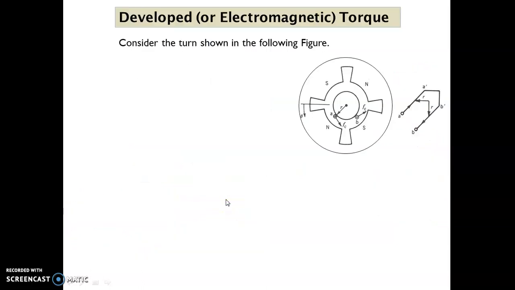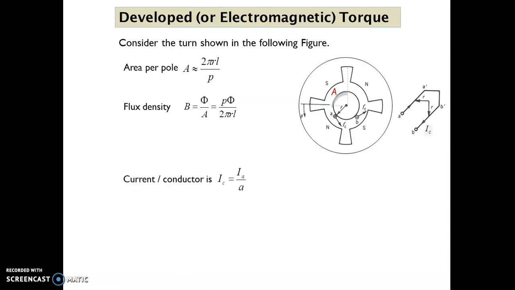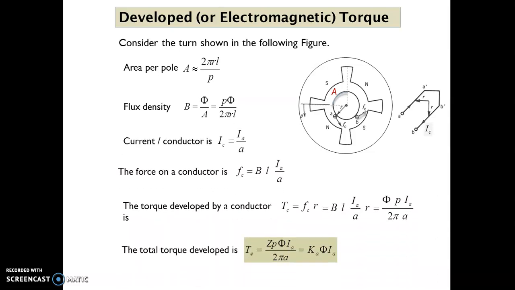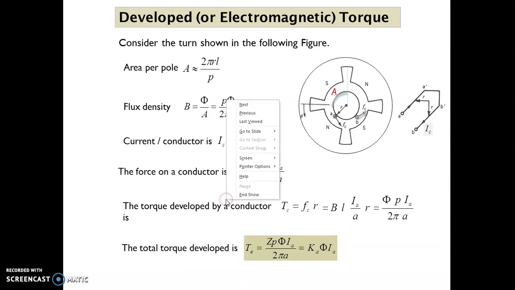Now I am going to discuss how torque is produced. This time I am going to discuss the developed or electromagnetic torque: how torque will be generated in the armature of the DC machine. Without this torque the machine will not rotate, so for rotation we need torque. Torque can be calculated very easily, and I am going to explain how it is calculated. So let us see this relation.